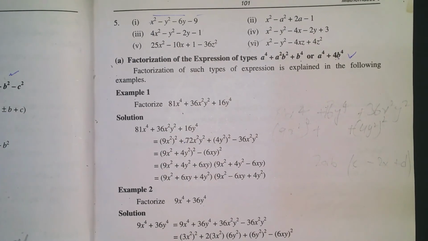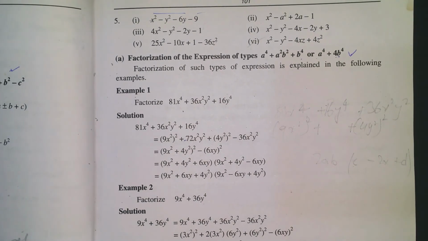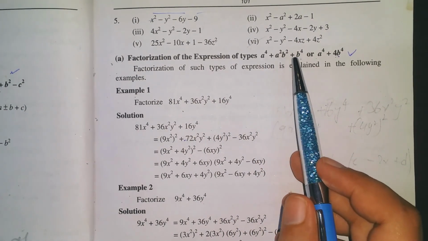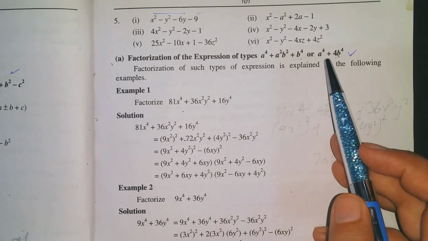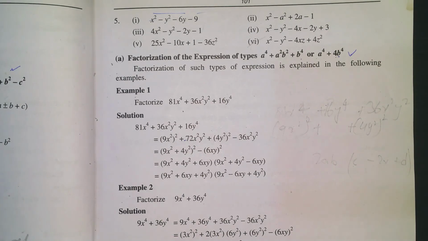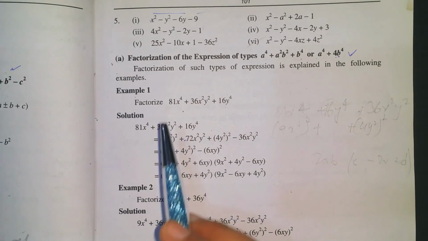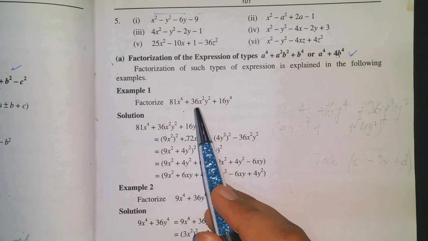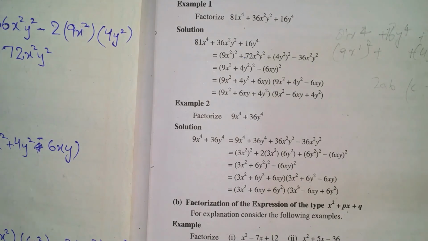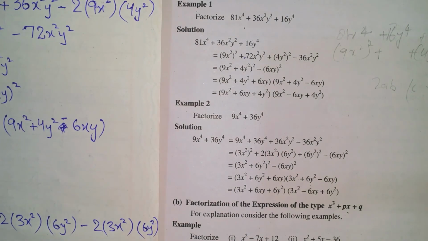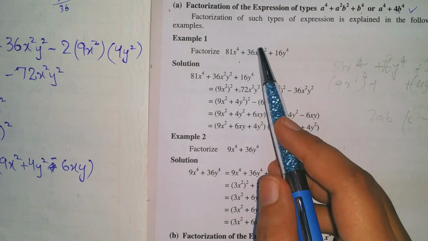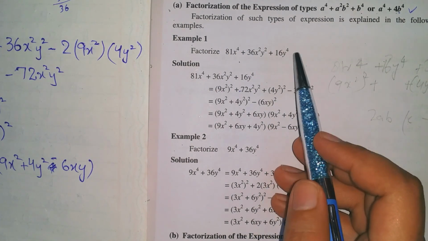Factorization of expressions of the types a^4 plus a^2 b^2 plus b^4 or a^4 plus 4b^4. We have examples. Factorize 81x^4 plus 36x^2 y^2 plus 16y^4. Example 1: we need to factorize 81x^4 plus 36x^2 y^2 plus 16y^4.